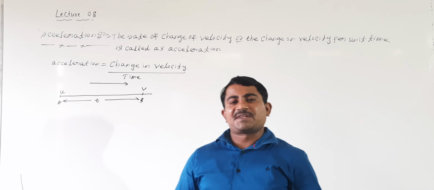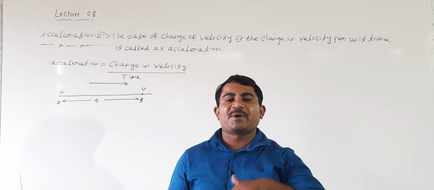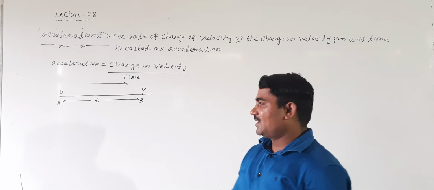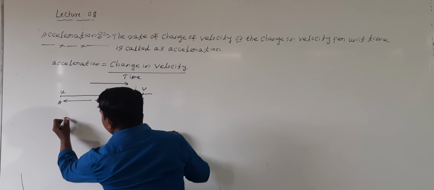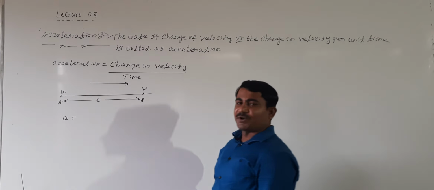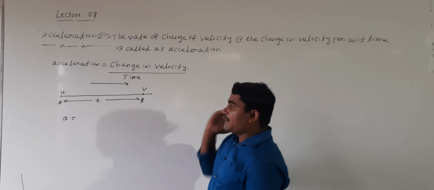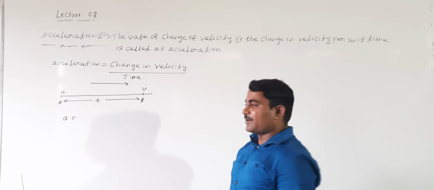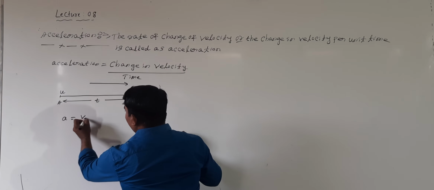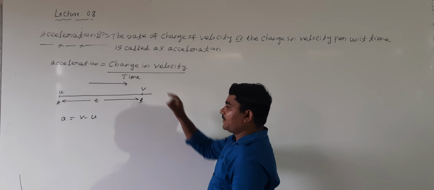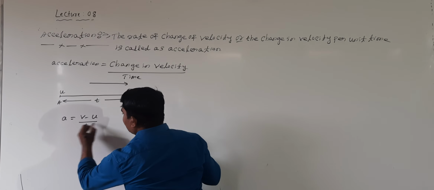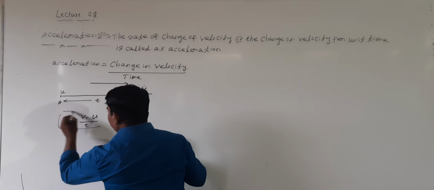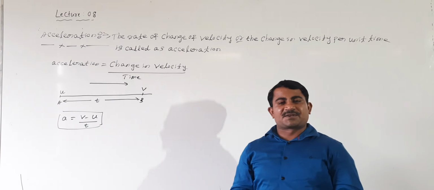What is acceleration? Change in velocity per unit time. See here, how to write? Acceleration means change in velocity. What is change in velocity? V is nothing but final velocity, U is nothing but initial velocity. Then change in velocity is final velocity minus initial velocity, whole divided by the time taken. This is the general formula of the acceleration.